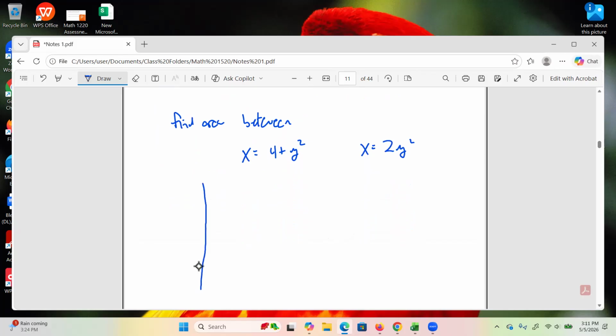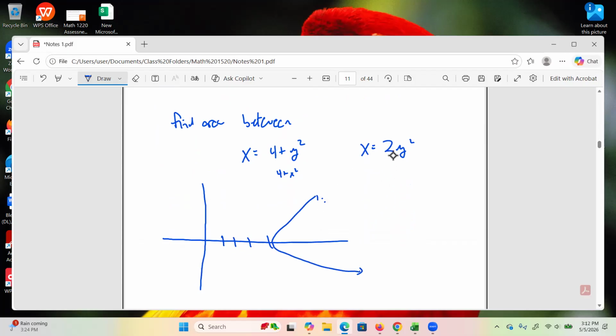Again, the first thing I'm going to do is go ahead and draw it. Now, 4 plus y squared is like, if I was going to do 4 plus x squared, it would just be a parabola with a vertical shift. This is just a parabola with a right shift. So we say 1, 2, 3, 4, and we're going to have a curve that looks something like this.